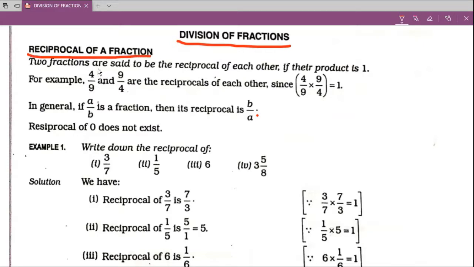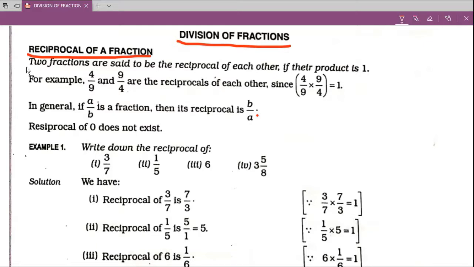Suppose 4 by 9 is the given fraction. Here 4 is the numerator and 9 is the denominator. When we write the numerator in the place of the denominator and the denominator in the place of the numerator, it is called the reciprocal of the given fraction.